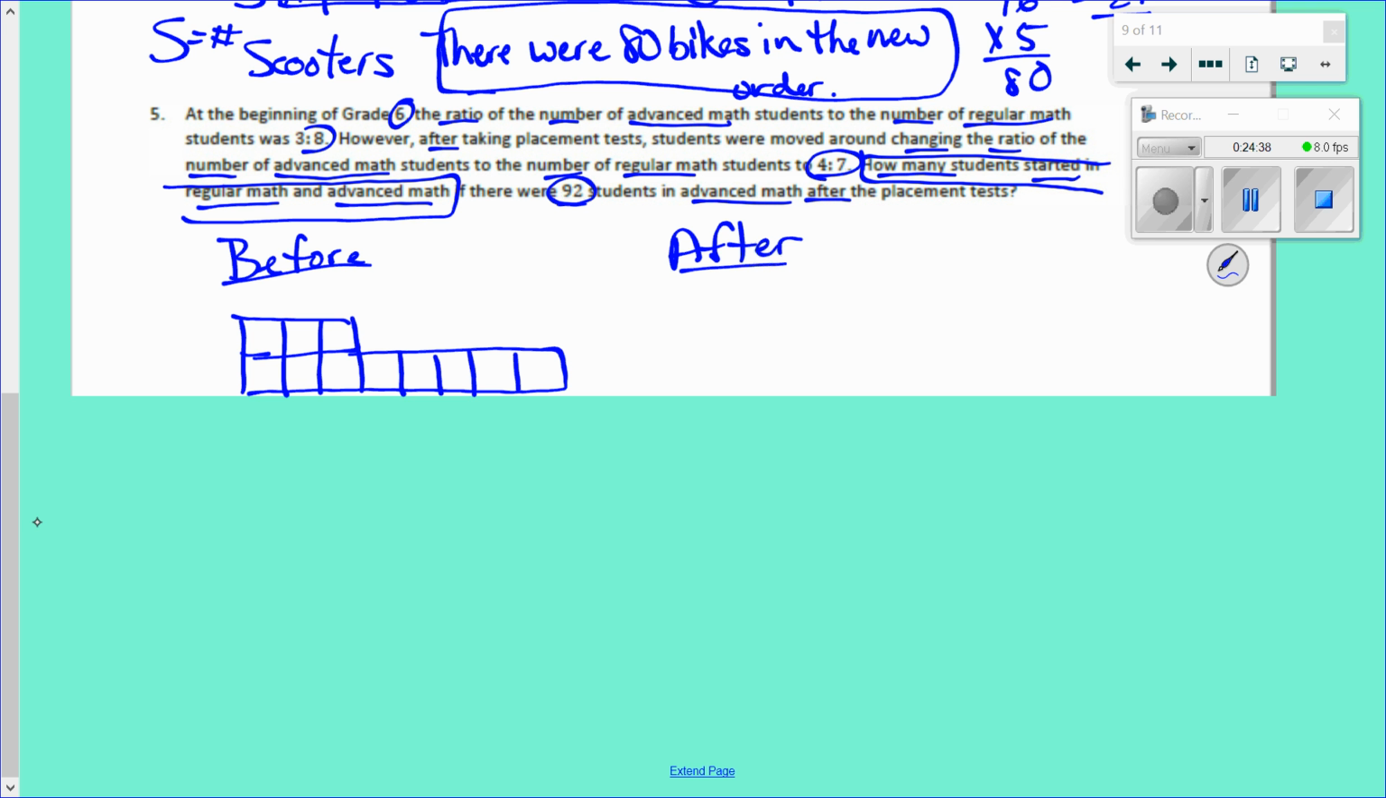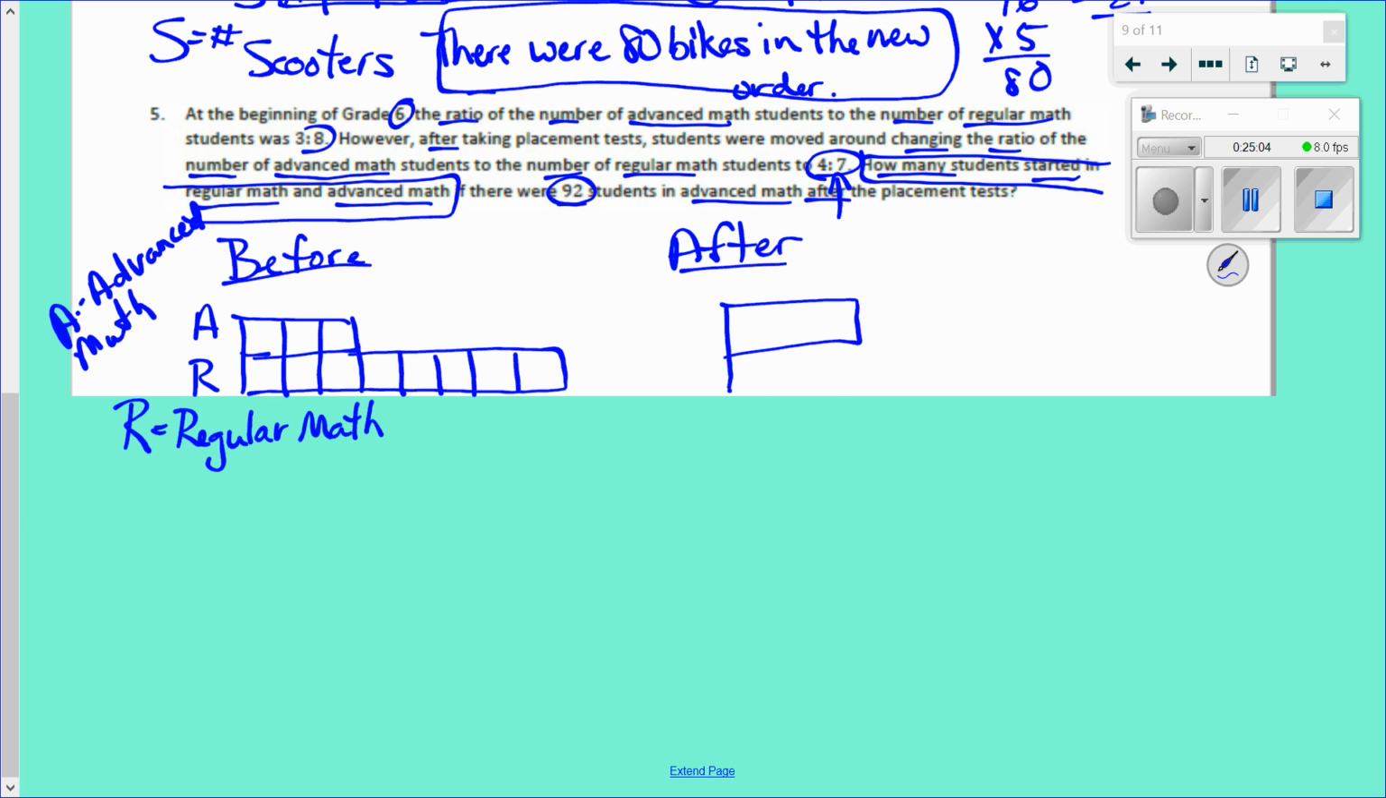And that is the advanced math to regular. So A is advanced math, and R is regular math. Okay. Afterwards, that ratio changed to 4:7. So it's going to be about the same, but now we're changing up a little bit closer. 1, 2, 3, 4, 5, 6, 7. Advanced to regular. Our last piece they gave us, there were 92 after the placement test.